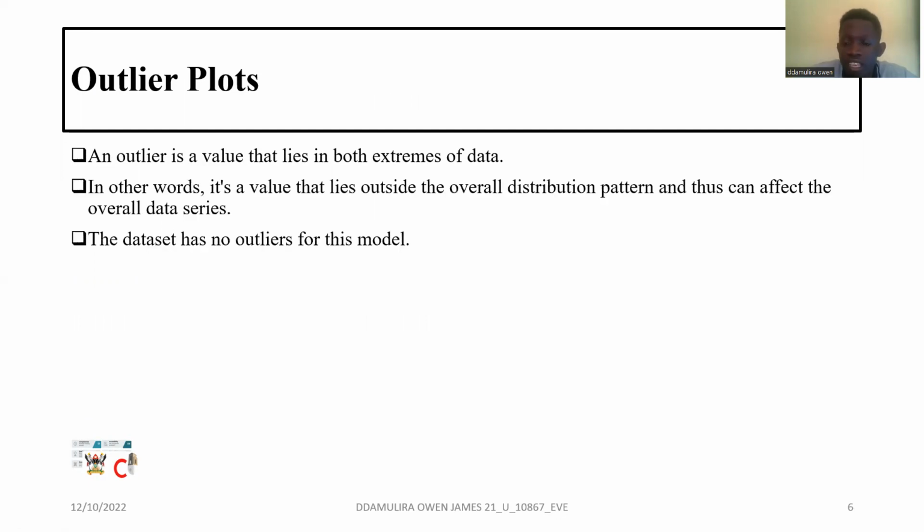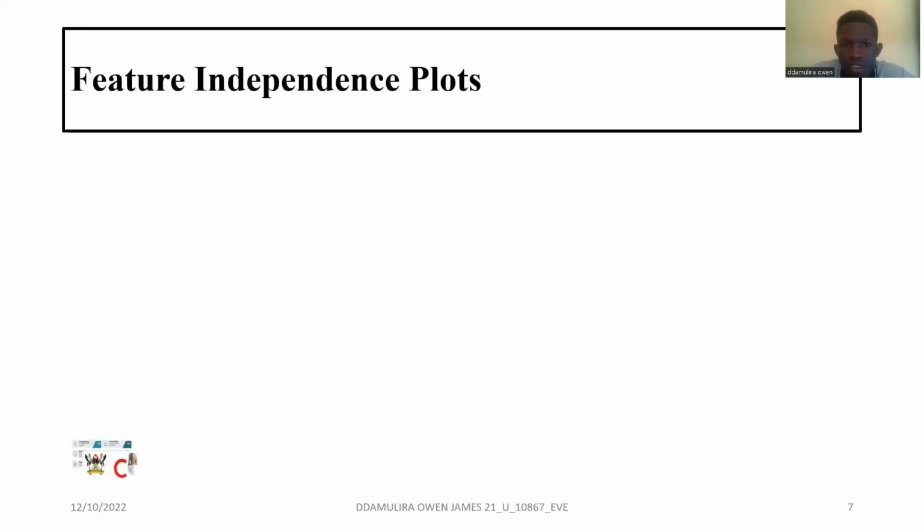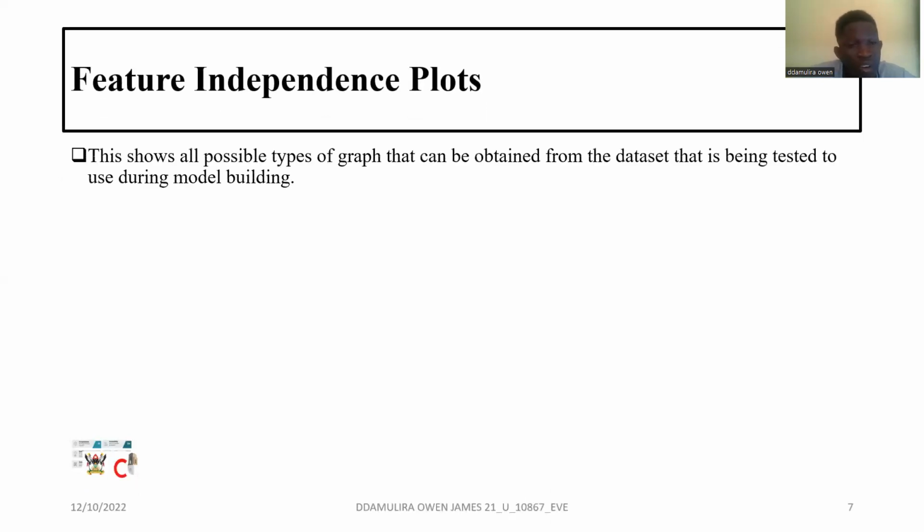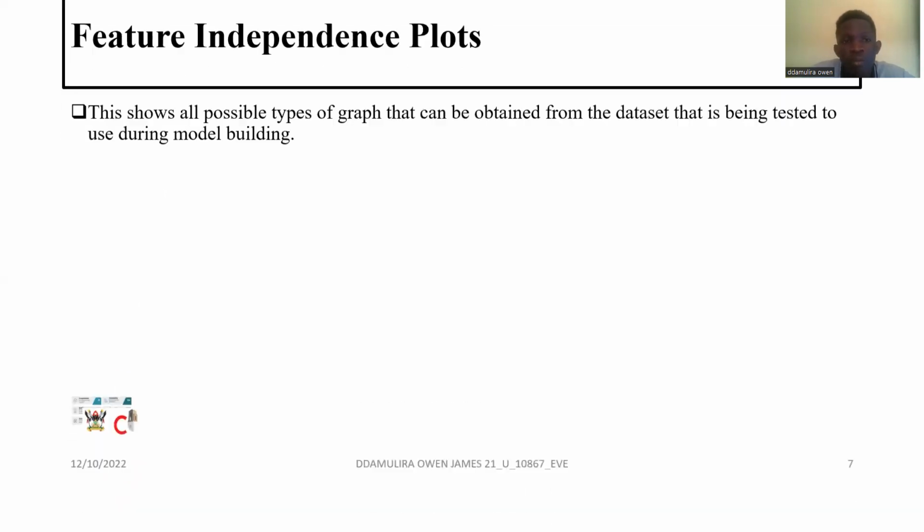For this data set, it didn't have any outliers, and I implemented it in my notebook, so you can download it and run it and see what I mean. Then I come to feature independent plots. These are self-explanatory, and you can go through my notebook to see how I got any possible graph that can be obtained from the data set.